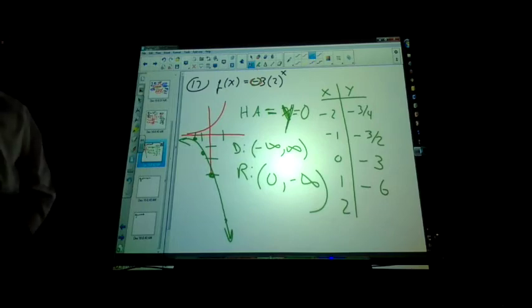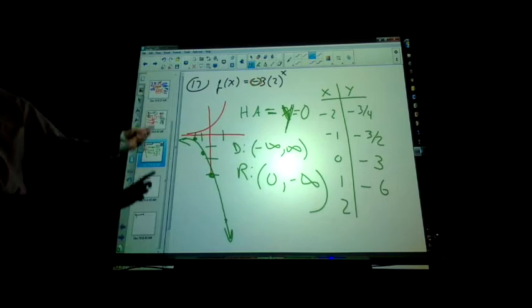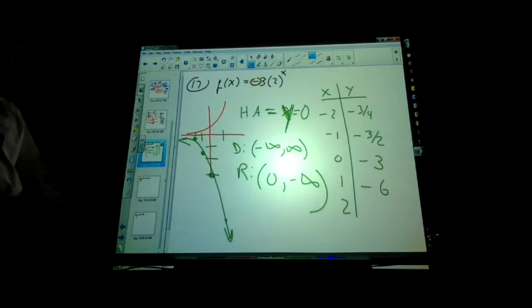I think some of these you'd probably be able to get away with 3 points, except for if it's natural log, and I'm going to get to that one 2 problems from now.